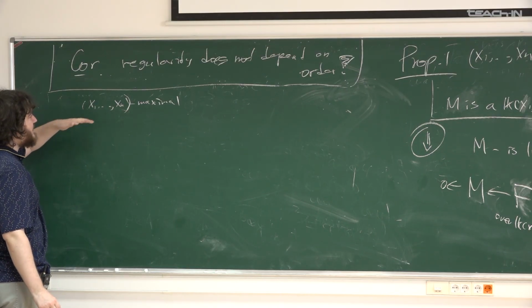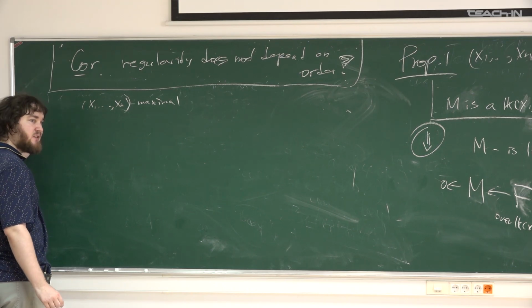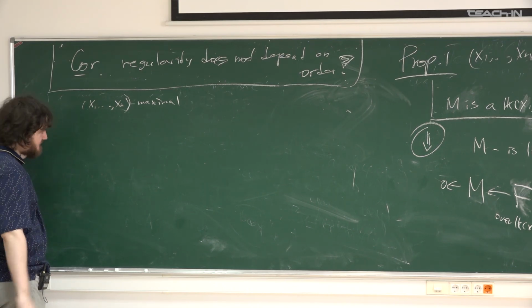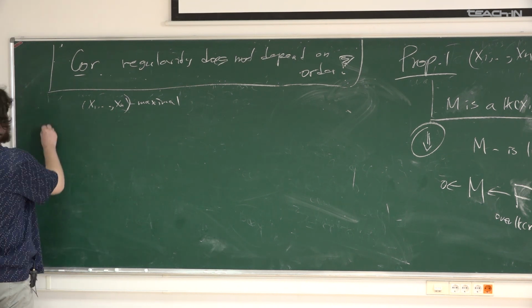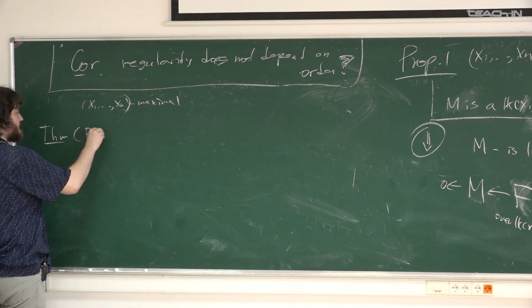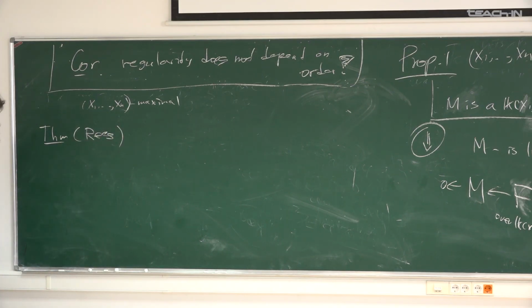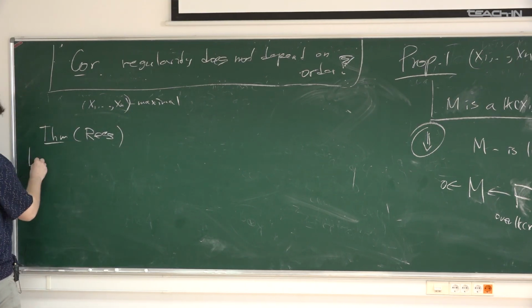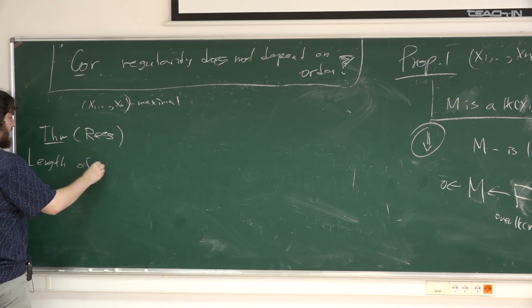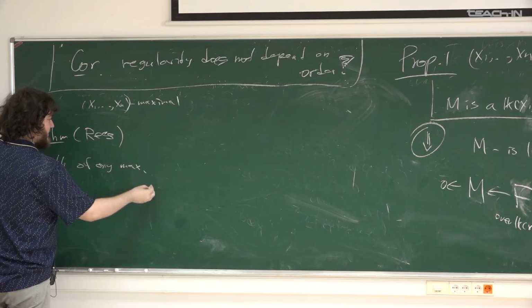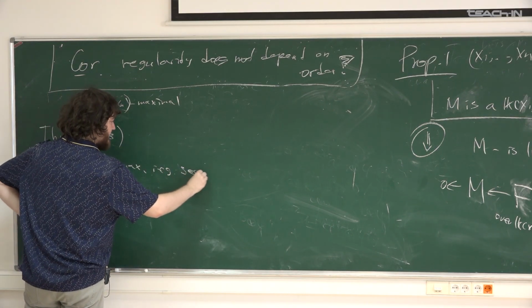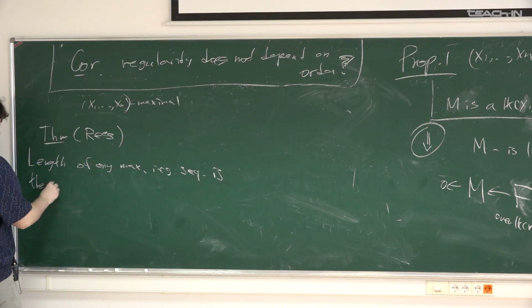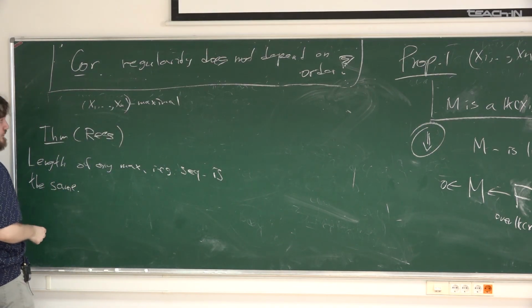No, it's equivalent to say that in the quotient any positive degree element is a zero divisor. And the theorem of Rees says that the number of elements of a regular sequence is called the length of the regular sequence. The length of any maximal regular sequence is the same. It's called the depth of the module.